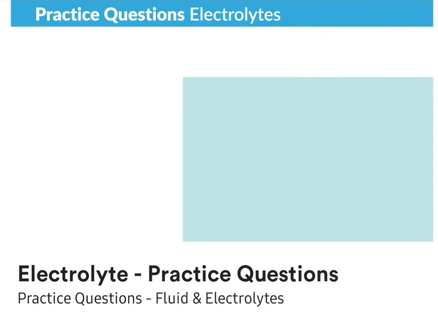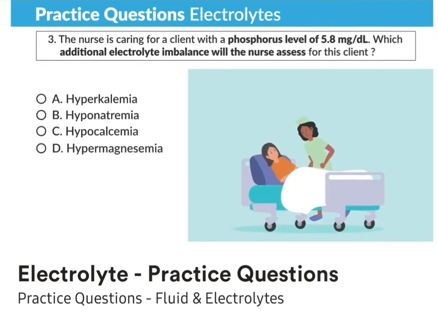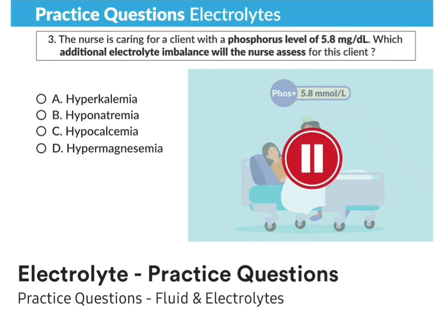Now moving on to question 3. The nurse is caring for a client with phosphorus level of 5.8. Which additional electrolyte imbalance will the nurse assess for this client? Pause the screen and try your best to answer this question.